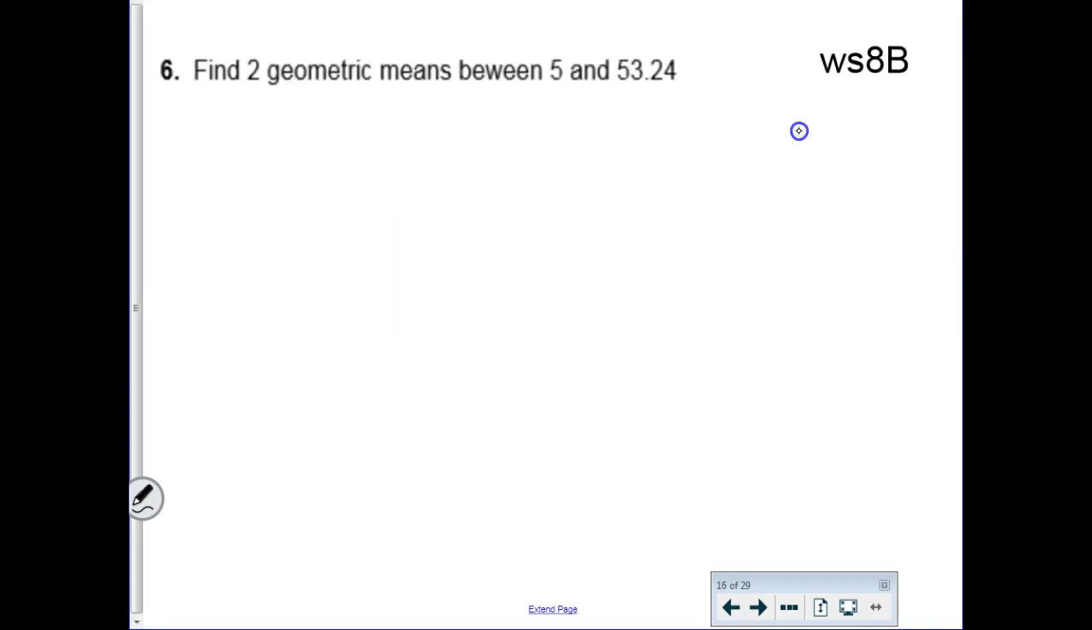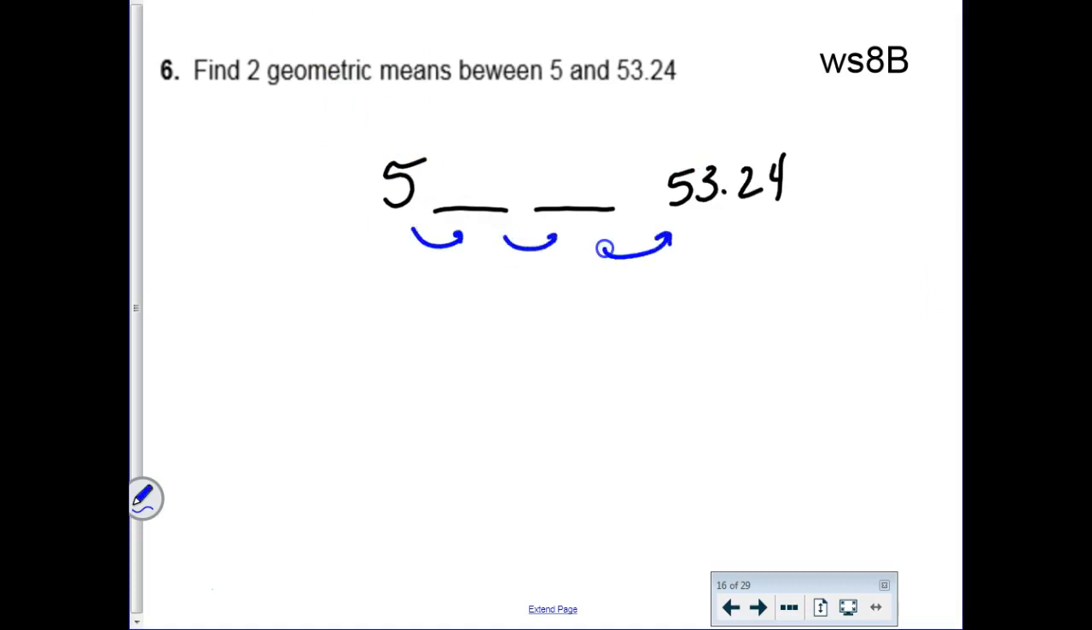All right, so we're still on worksheet 8. This time we're looking at number 6. There are 2 geometric means in between 5 and 53.24. So remember, with geometric means you are multiplying by a common ratio, but how many times did you multiply by that common ratio to get from there to there? Yeah, 3 times. So you did r to the 3rd power. So you start with a 5, you multiply it by r to the 3rd power, and then you end up at 53.24. So now we solve.